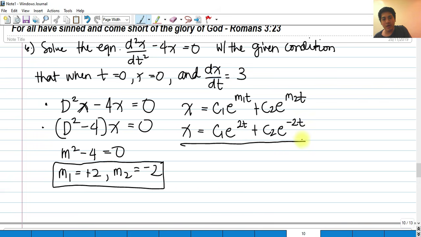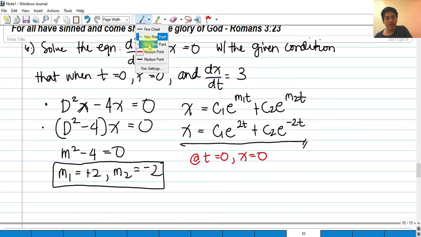So this is our solution to the differential equation, but we have a given condition. If we have a given condition, we can solve for the values of c sub 1 and c sub 2. Okay? So we want to have a particular solution in this. So let's try that. It says on the given condition, at time t equals 0, x is equal to 0. So we simply substitute this value.